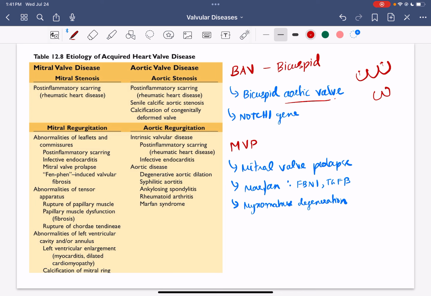Okay, so bicuspid aortic valve. That is due to Notch1 gene. What about mitral valve prolapse? So what happens in this is the mitral valve prolapses into the other chamber. So let me draw it down for you.